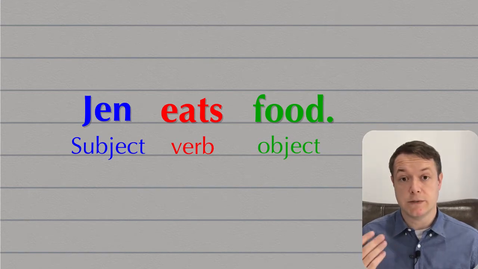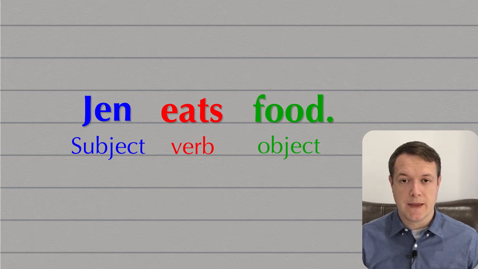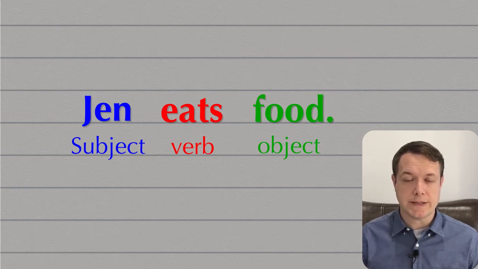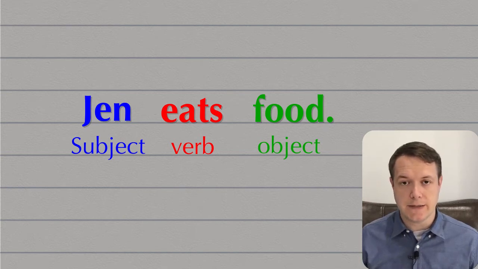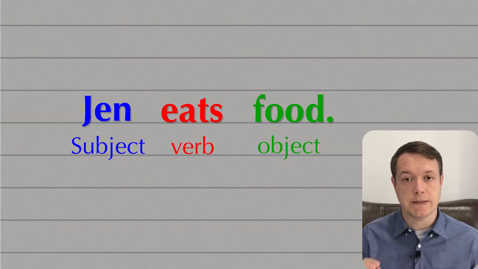Well, the subject is the one who does the action. So in this sentence, Jen is the subject. Then the action is a verb. It's the thing that's done by the subject. Then the action is eats. And finally, the object is what the action is being done to. So in this case, food is being eaten. Therefore, food is the object. Jen eats food. Most sentences in Hmong are built on that basic foundation. They have a subject, an object, and sometimes, oftentimes, a receiver of that action.